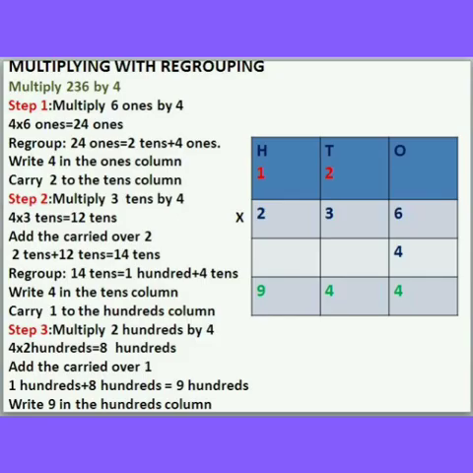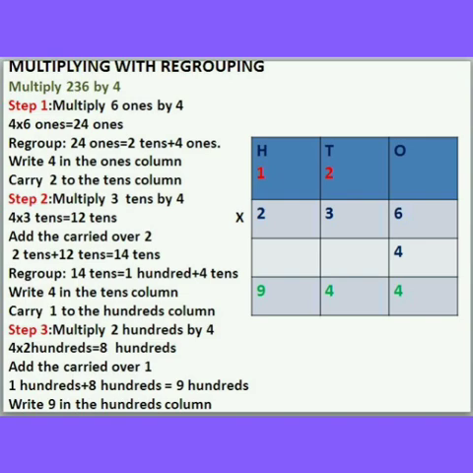Next, multiplying with regrouping. Multiply 236 by 4. Step 1. Multiply 6 ones by 4. That is 4 into 6 ones equal to 24 ones. So regroup first. 24 ones equal to 2 tens plus 4 ones. So write 4 in the ones column and carry the 2 in the tens column.